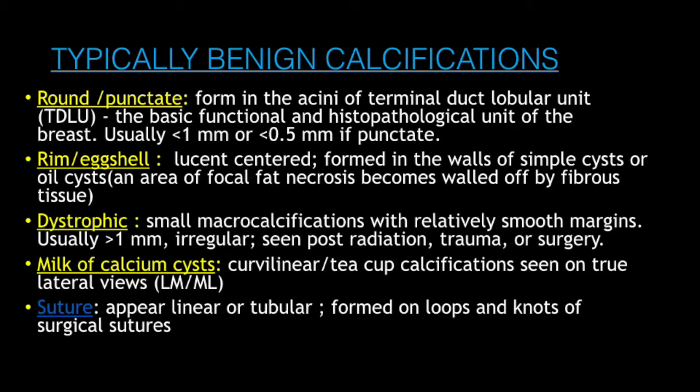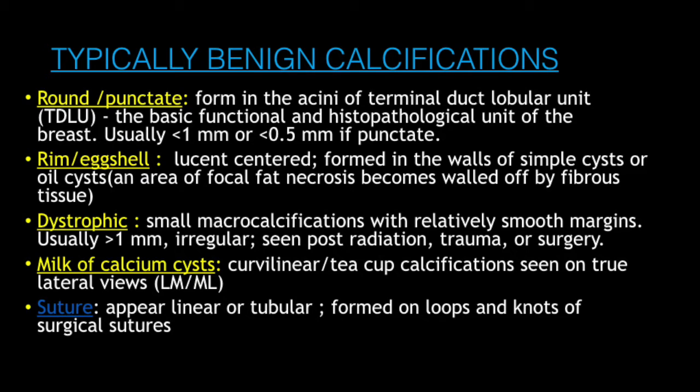Next, we have round or punctate calcifications which form in the acini of the terminal duct lobular unit, that is the TDLU. This is the basic functional and histopathological unit of the breast. Round calcifications are usually less than 1 millimeter in size. Punctate calcifications are usually less than 0.5 millimeters.